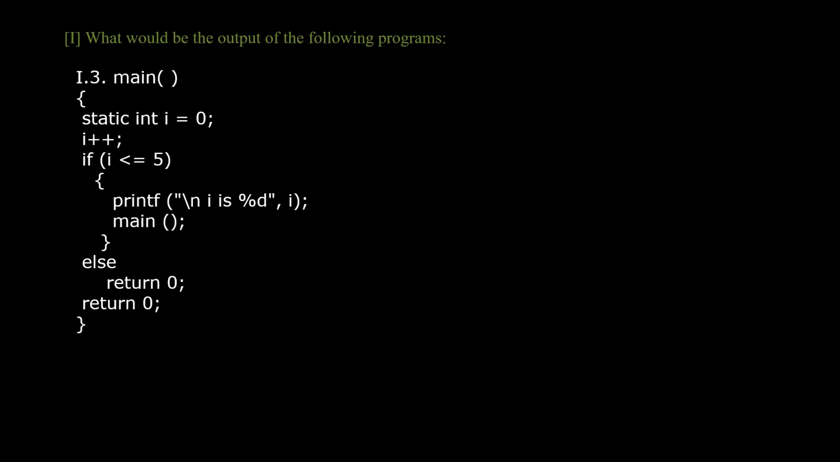Since it is static int, first time i becomes 1 and printf gets executed with 1 and main is called again. Similarly, i plus plus gets executed and i becomes 2. i less than or equal to 5 is true, so printf gets executed and main is called again until i is 5. Even when i is 5, this printf gets executed, and next time it gets called, i becomes 6 and else would be hit and return 0. So the program will give us i from 1 to 5.